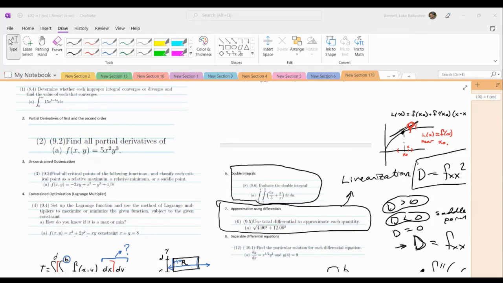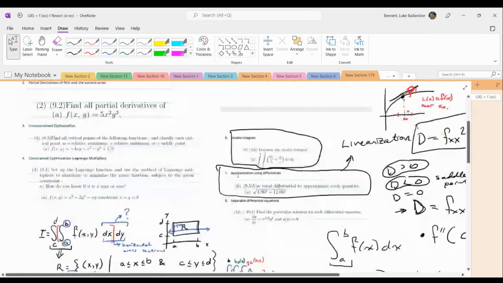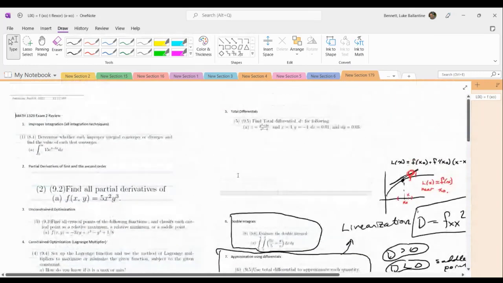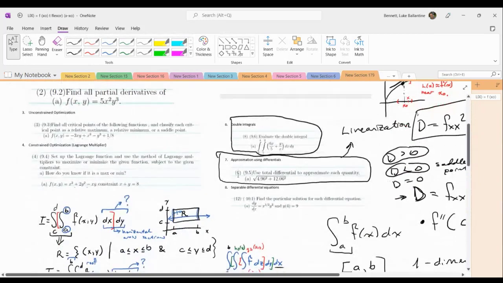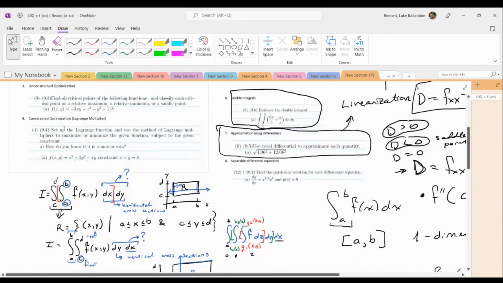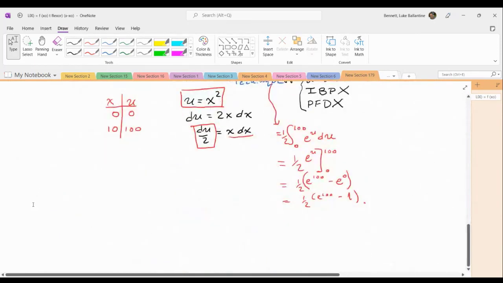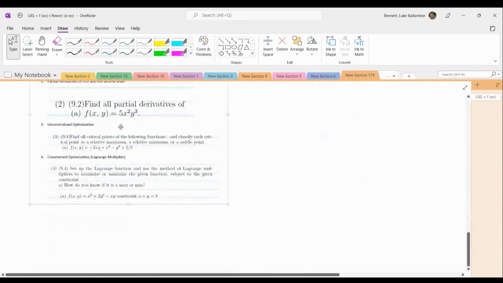No, I don't think so. Okay, let's do 4, the constrained optimization. No, let's do 3 first.